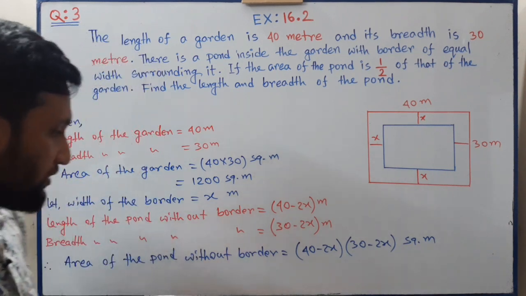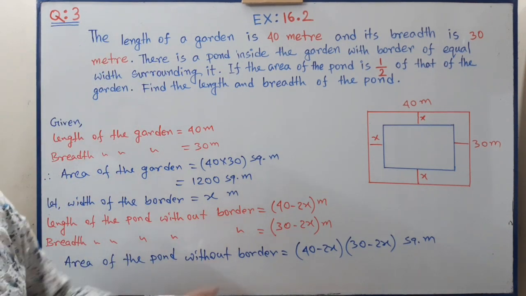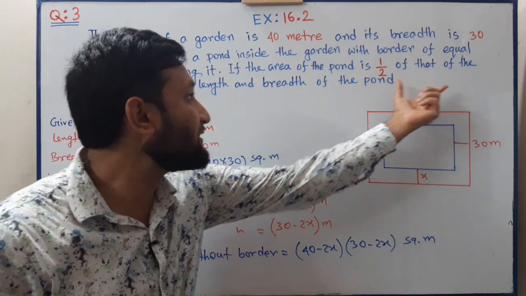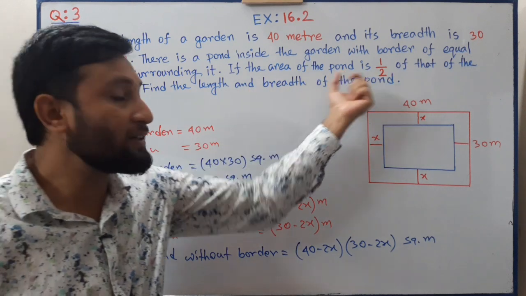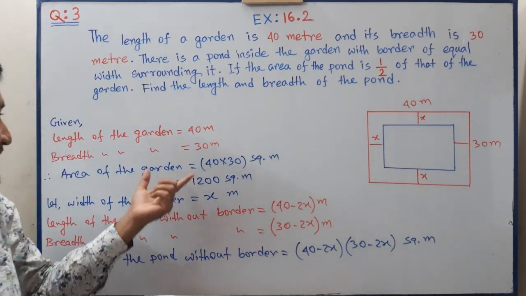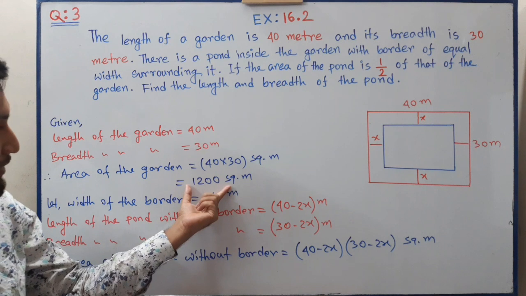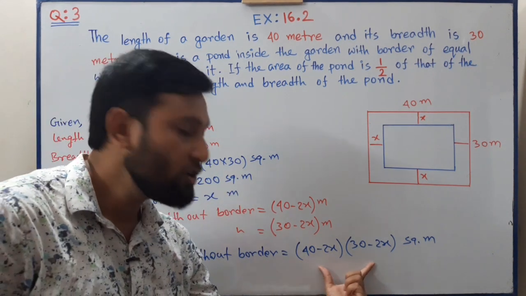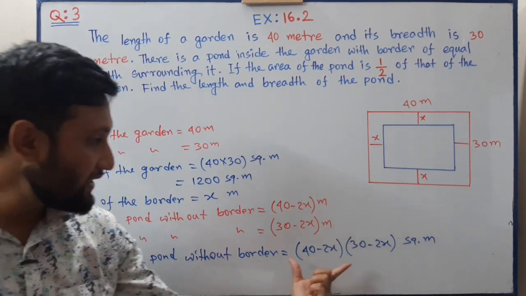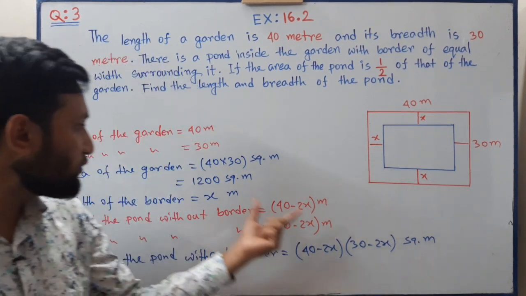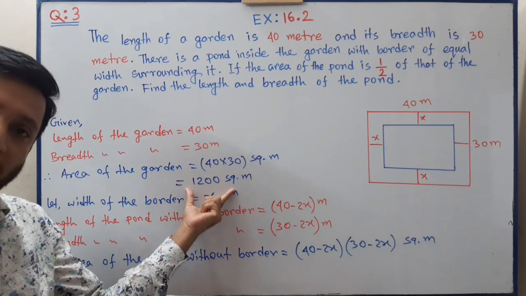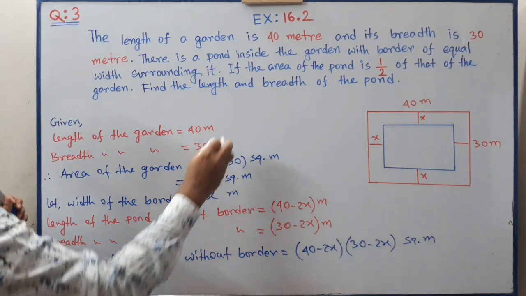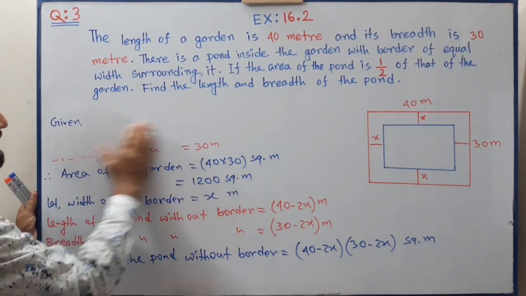Okay, so now according to the question, in the second part, the area of the pond is half of that of the garden. Here see that the area of the garden is 1200 square meters, but the area of the pond is this. So according to the question, we can write area of the pond is equal to half of the garden area. Okay, now next part.